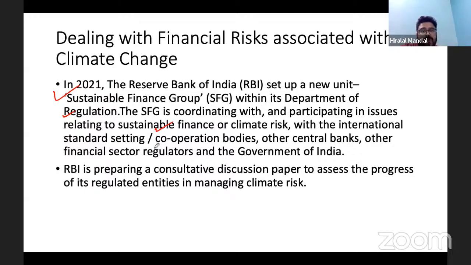It has already prepared a consultative discussion paper for regulated entities on managing climate risk. So it will develop the adequate framework to regulate climate finance in the country.